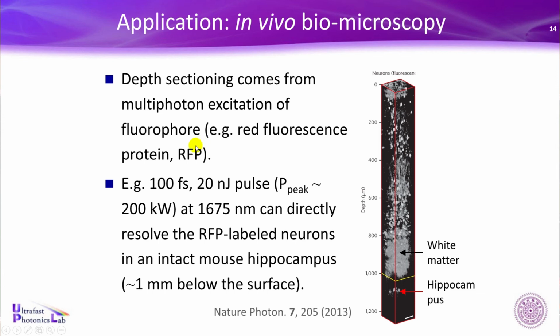But if you shine your infrared laser beams, things are very different. For example, if you use a 100 femtosecond, 20 nanojoule pulse, the peak power is about 200 kilowatts at this wavelength, 1675 nanometers. The wavelength is very long, much longer than the red light. So in principle, this laser will not excite RFP, right? Have you gotten lost? Maybe I have to slow down.